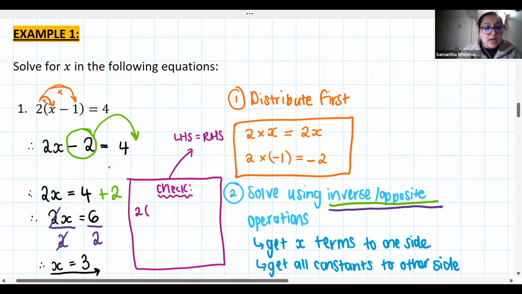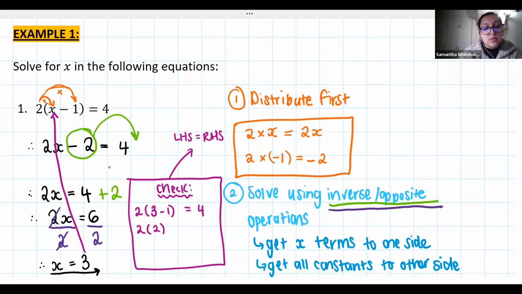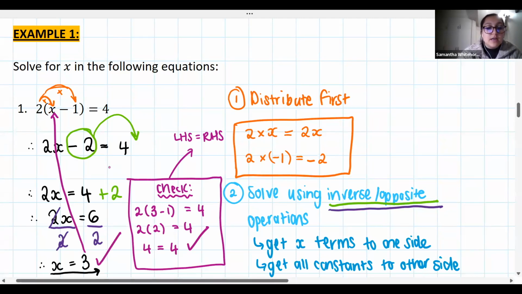So 2 times, we've worked out x is 3. So I replace this x with the 3. 3 minus 1 should equal 4. In the bracket, 3 minus 1 is 2. So we've got 2 times 2. And we know that 2 times 2 is equal to 4. Because the left-hand side is equal to the right-hand side, my value or my answer of x equals 3 is correct.